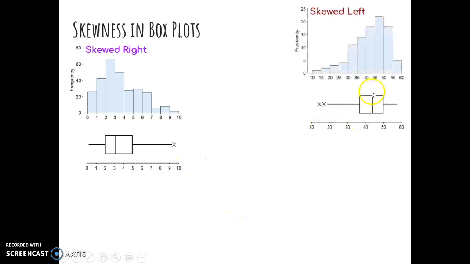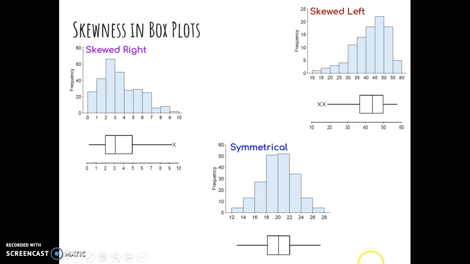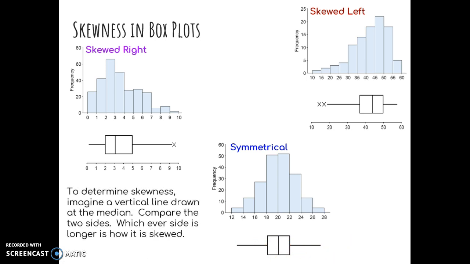Same thing for skewed left. If I look, the smaller bars are on the left, but if I look at the box plot, if I divide it here at the median, the 50th percentile, the longer side is on the left, the shorter side is on the right. So wherever the longer side is, that's the way it's skewed. So this one's skewed left. Then we have symmetric. This is where they're about the same on each side of the median, approximately.